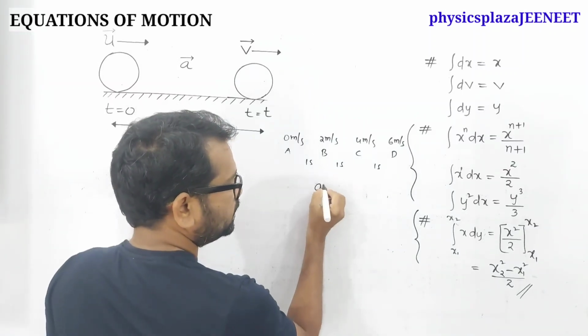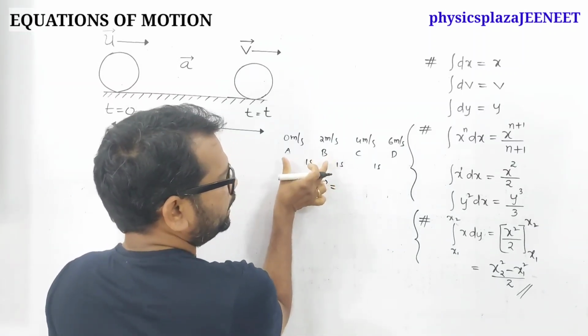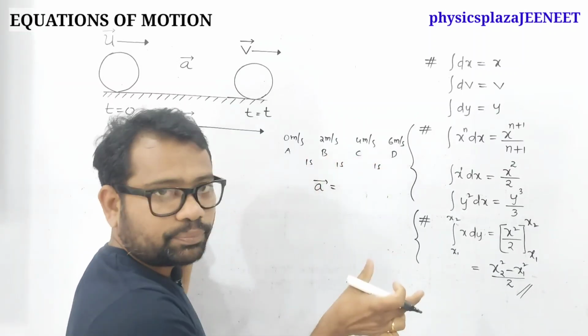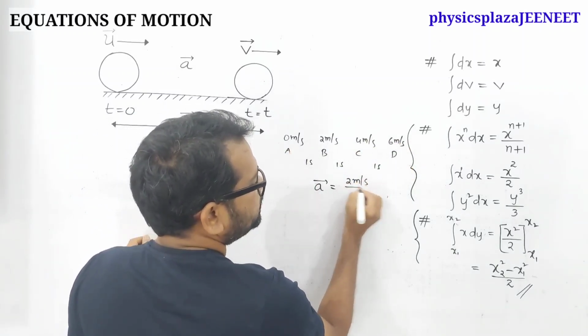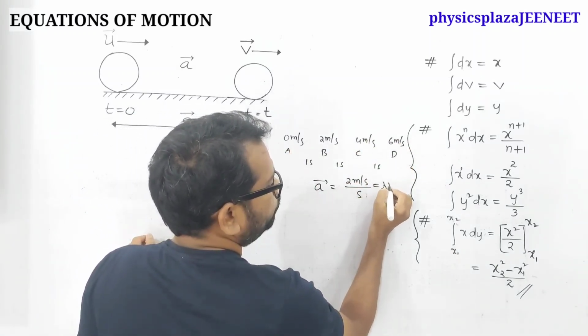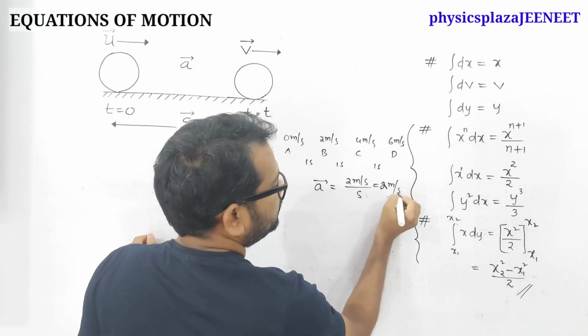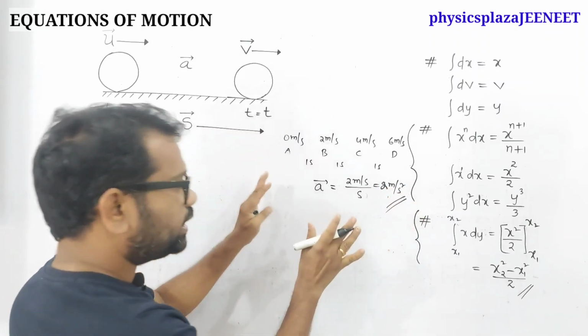If you want the acceleration, children, you can take any time interval, any time interval you can take, and you will get 2 meter per second per second. So you will get 2 meter per second square. So this is very important.